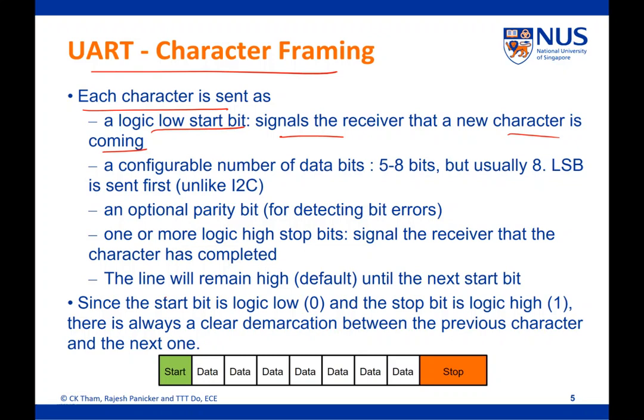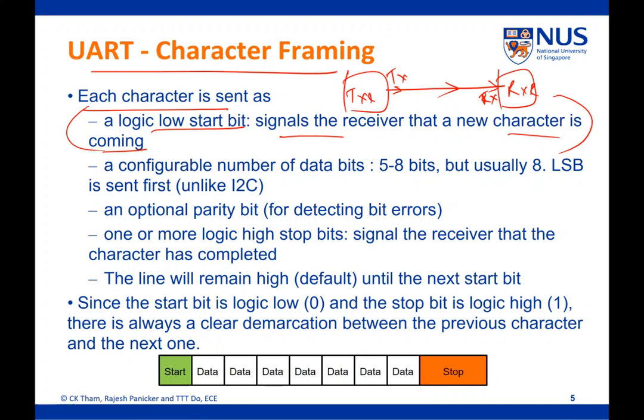Now, based on this, can you tell me what is the default condition of the line? For example, this is your transmitter and this is your receiver. For now, just think of it as a direct connection. This is a TX and this is a RX. Transmit, which is an output of the transmitter, receive, which is an input to the receiver.